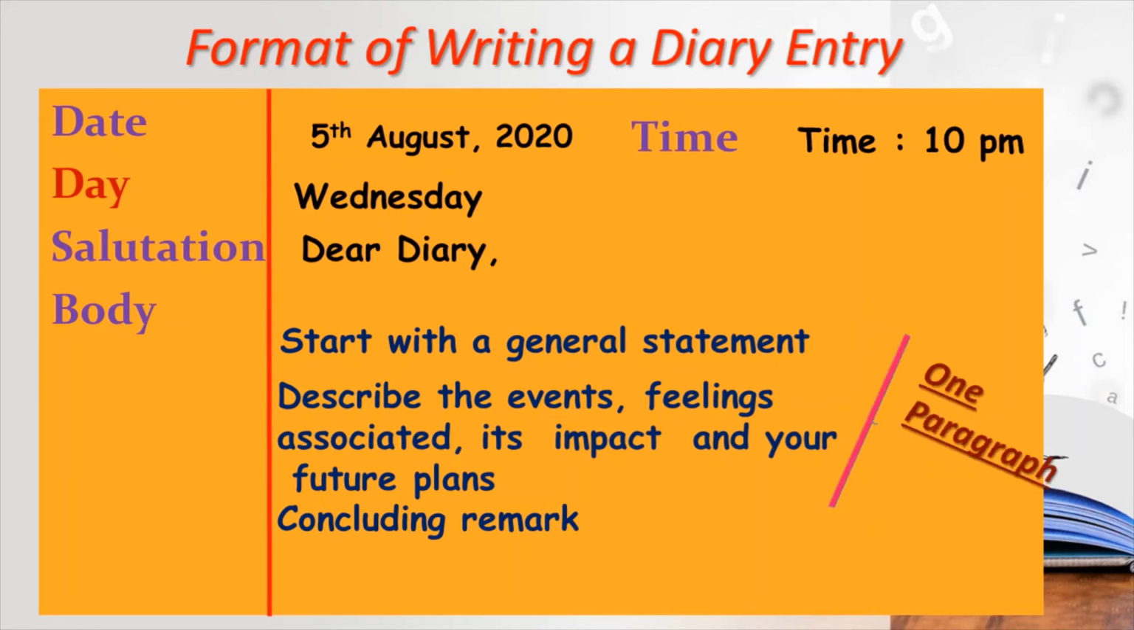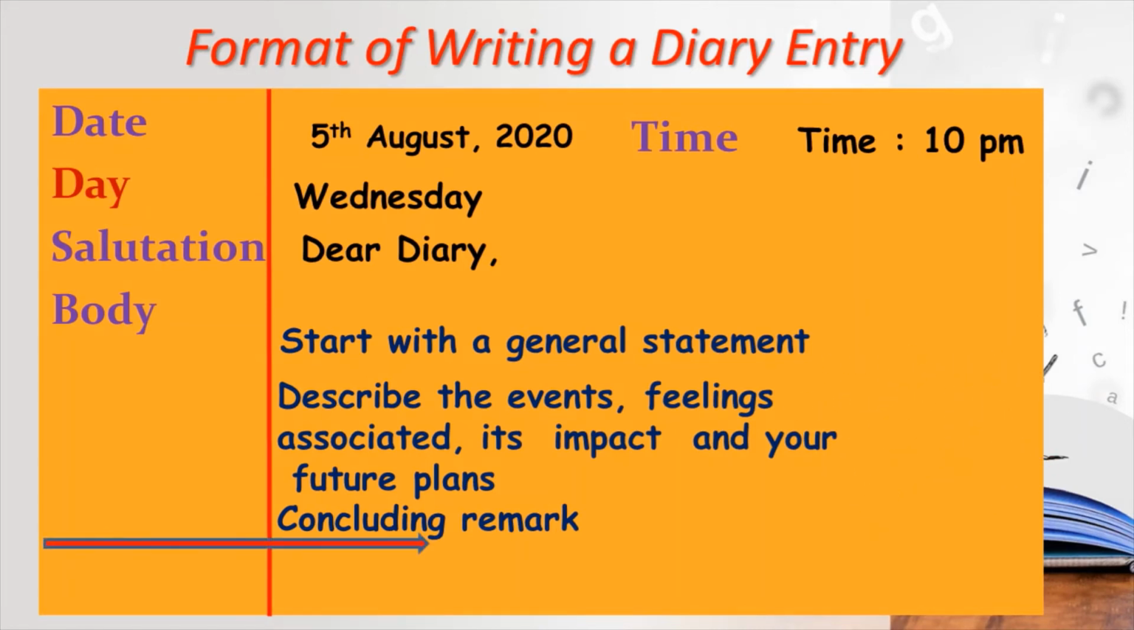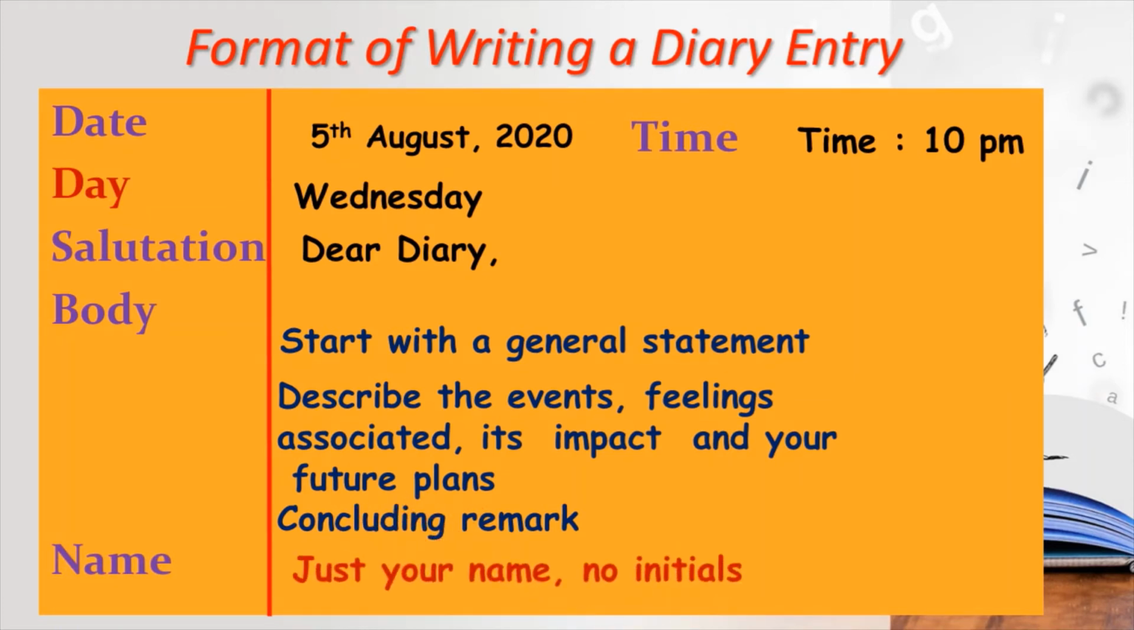Once having completed it, we may again leave a line and go to the last part of it, that is the signing off. Here we usually write the name of the person who has written this entry. Just write the name, don't write the initials. Sometimes in the question itself, the name will be provided. In that case, you have to write that name, or else you may write your own name.